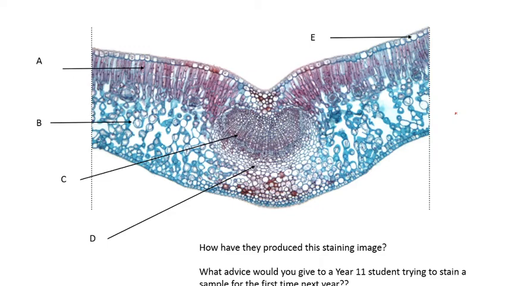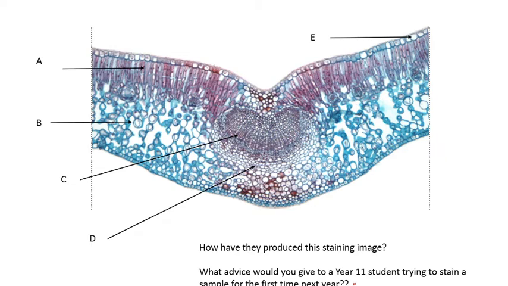Differential staining. Same stain, but stains things different colours. I can tell you now, the stain they've used for that is toluidine blue. Toluidine blue is the one we will use in a practical when you get back. And what advice would you give to a year 11 trying to stain a sample for the first time next year? Do you remember the advice I gave you at the start of year 12?